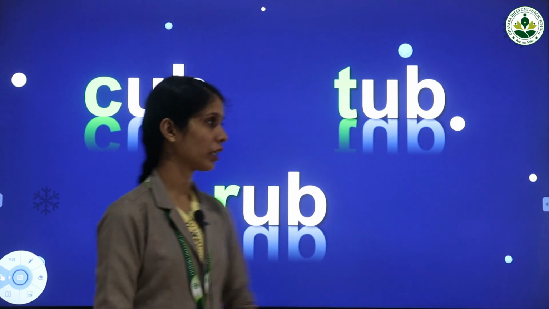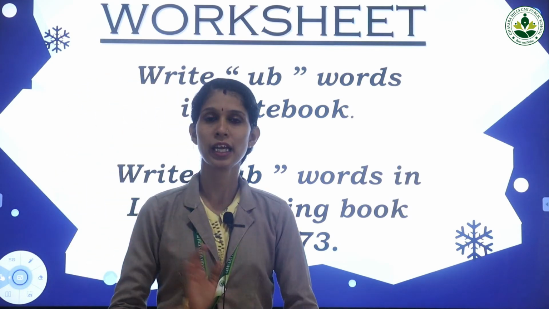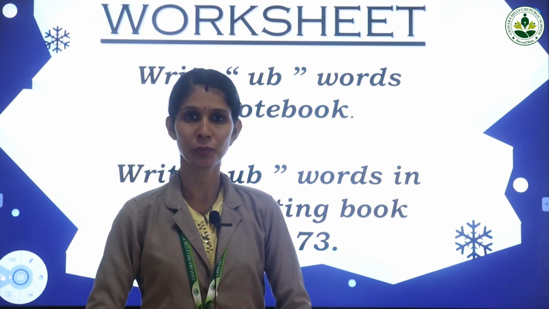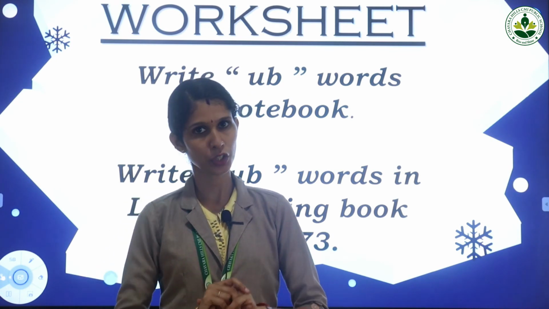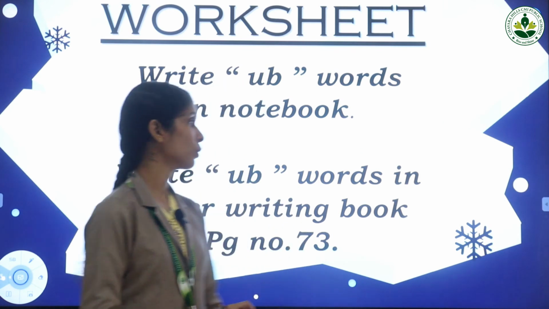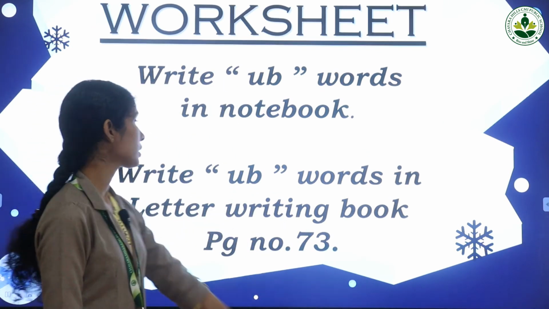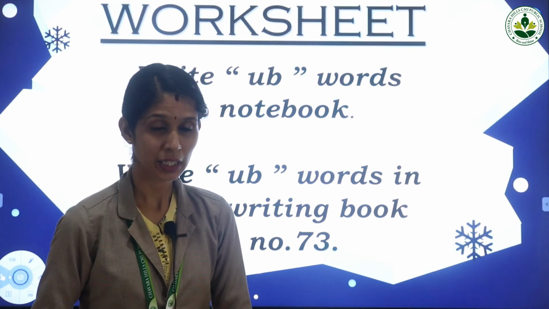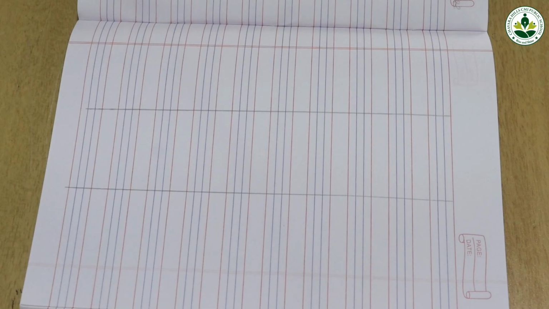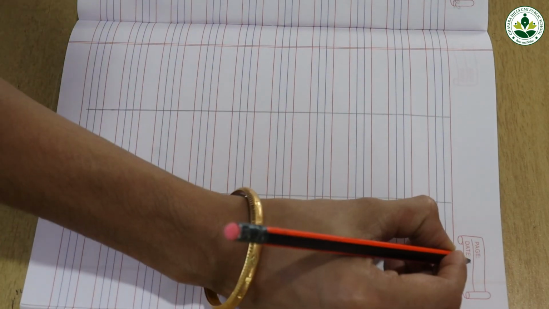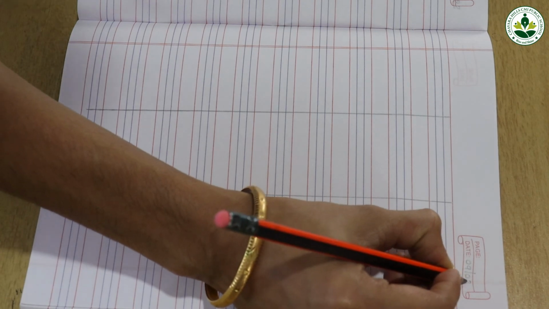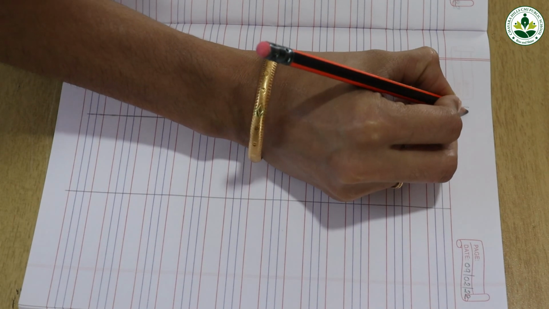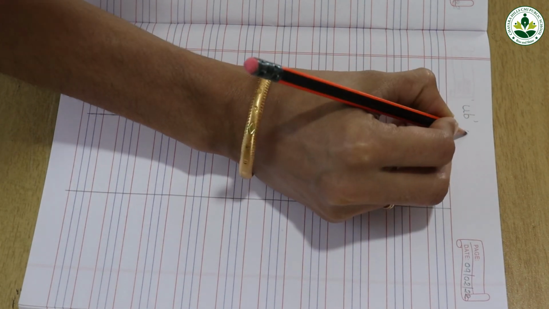Okay children, now it's time to write these three ub words in our English notebook. All of you take your English notebook and pencil, and you have to write the ub words given in your English letter writing book, page number 72. Let's write the date first. So let's write today's date. Then write the heading, ub words.